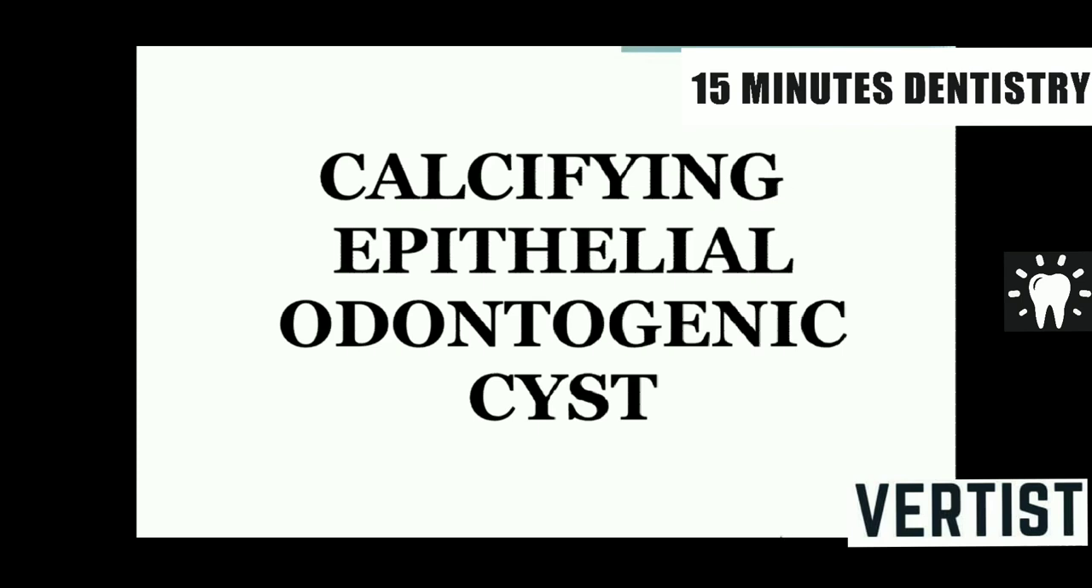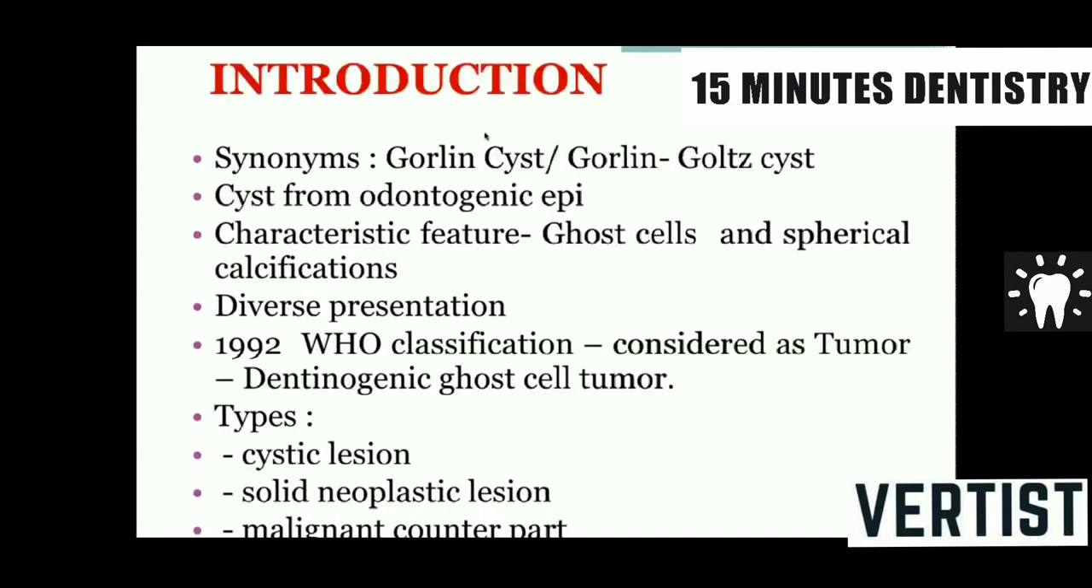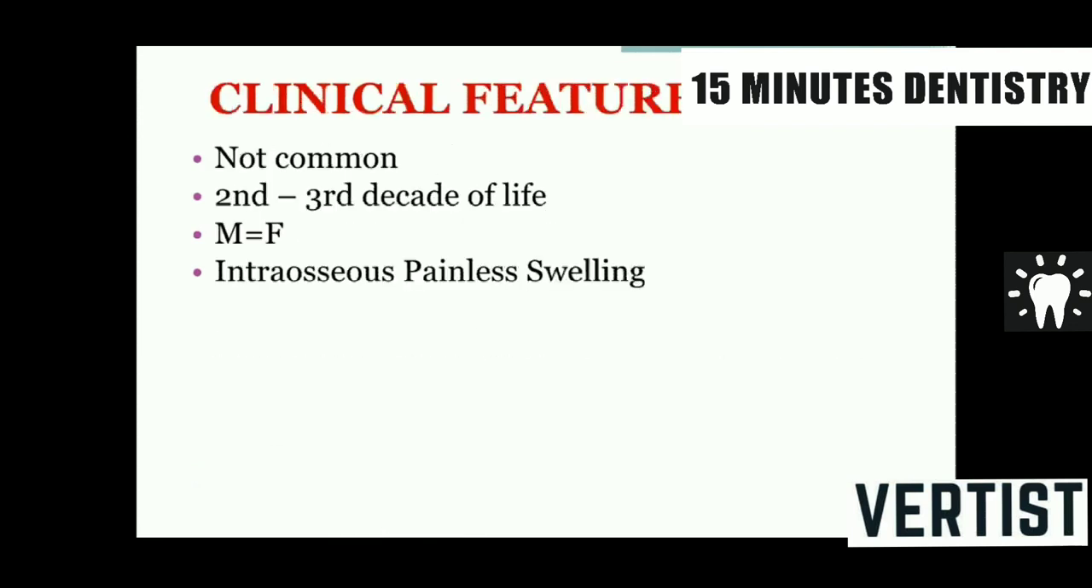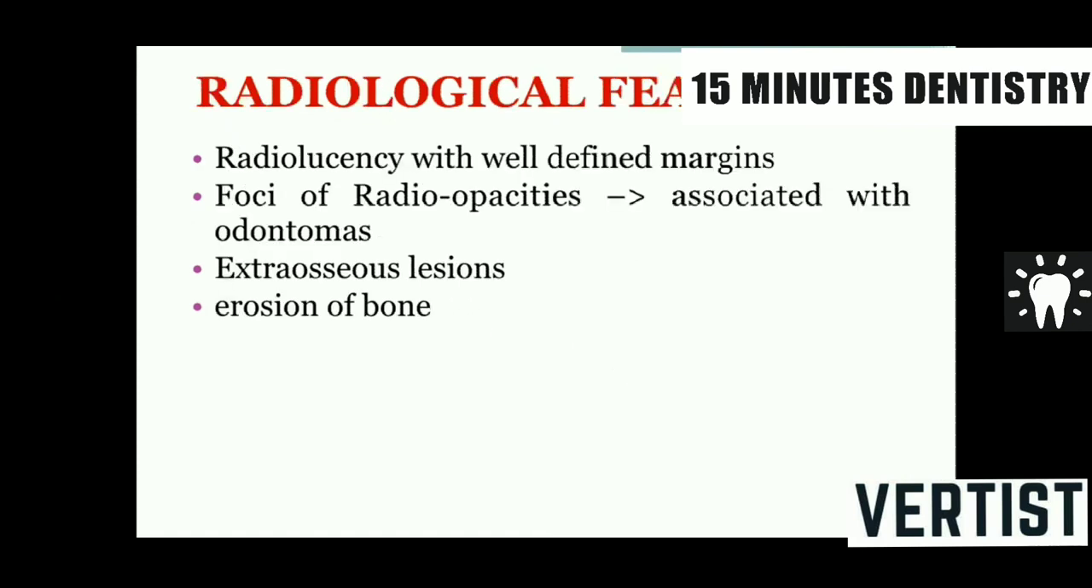Now, in the terminology itself, it is mentioned that it is a calcifying cyst. So there must be calcification seen in the cyst. That's why it is called calcifying epithelial odontogenic cyst. It is also known as Gorlin cyst or Gorlin-Gault cyst. It is again common in young individuals during their second and third decade of life, and there is no gender predilection. It is common in both genders equally, and there is intraosseous painless swelling.